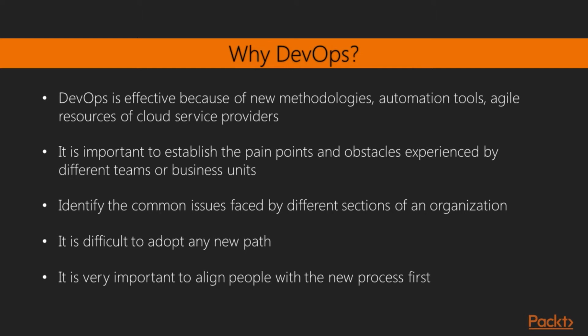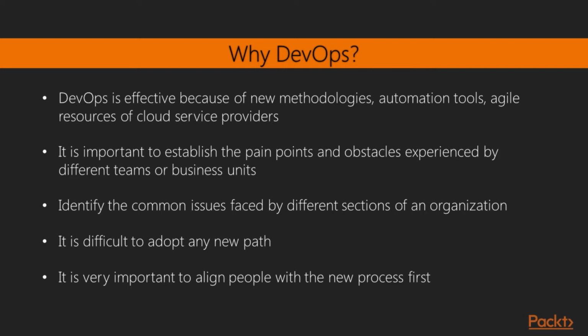Why DevOps? DevOps is effective because of new methodologies, automation tools, Agile resources of cloud service providers, and other disruptive innovations, practices, and technologies. However, it is not only about tools and technology. DevOps is more about culture than tools or technology alone. There is an urgent need for a huge change in the way development and operations teams collaborate and communicate. Organizations need to have a changing culture and have long-term business goals that include DevOps in their vision. It is important to establish the pain points and obstacles experienced by different teams and business units, and use that knowledge for refining business strategy and fixing goals.